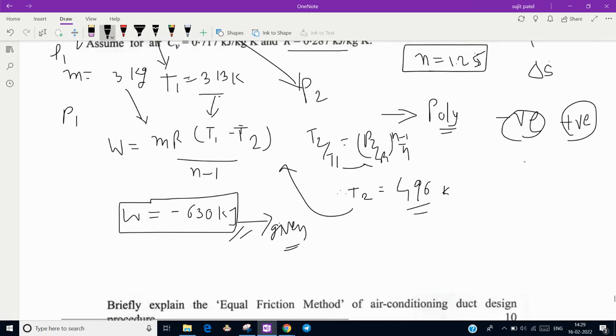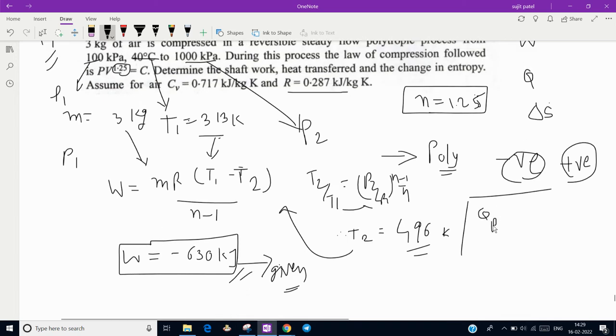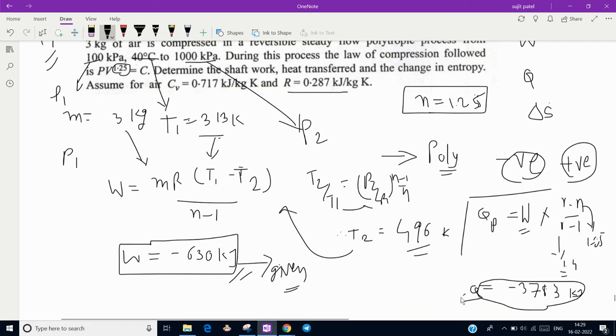Now for heat transfer, we know the formula for a polytropic process: Q is equal to work done multiplied by (gamma minus n) divided by (gamma minus 1). Work done we have as minus 630, gamma value is 1.4, and n value is 1.25. Put in the equation and you will get Q equal to minus 378.3 kilojoule, and this negative sign indicates that heat is rejected.